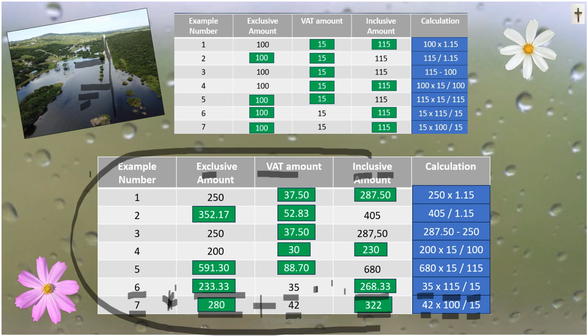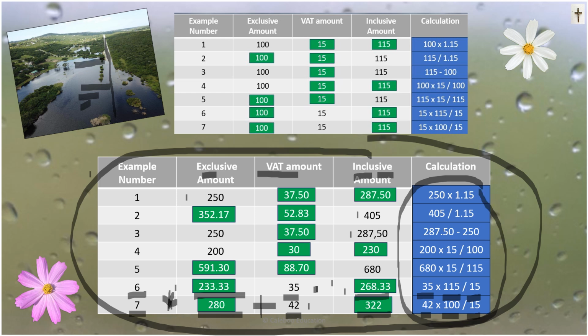So we've done quite a few calculations. In this table, you've been given the exclusive amount to start off with, the inclusive amount to start off with, and the VAT amounts to start off with, and you've used these methods: multiply by 1.15, divide by 1.15, using the VAT fraction. You've used all these methods that you've practiced in order to complete this table, and you are fast becoming VAT experts.